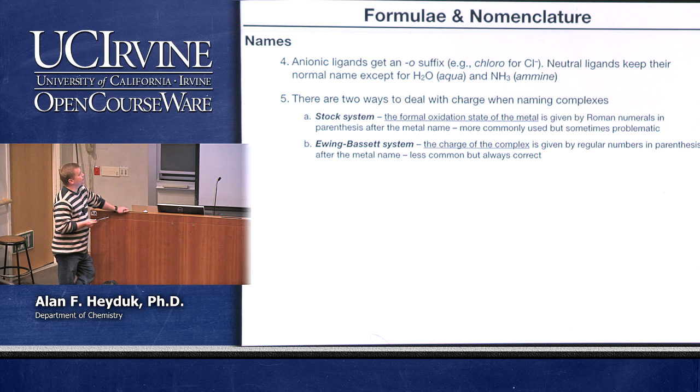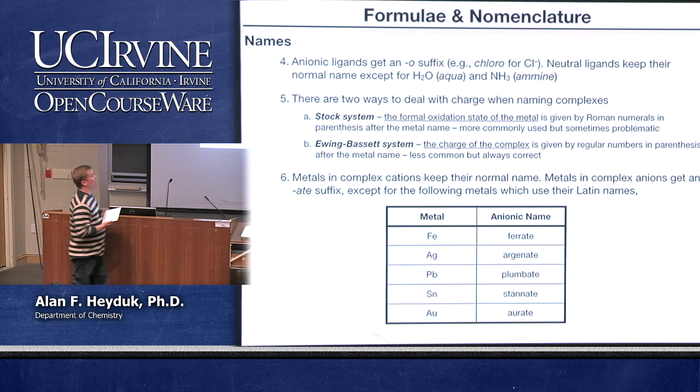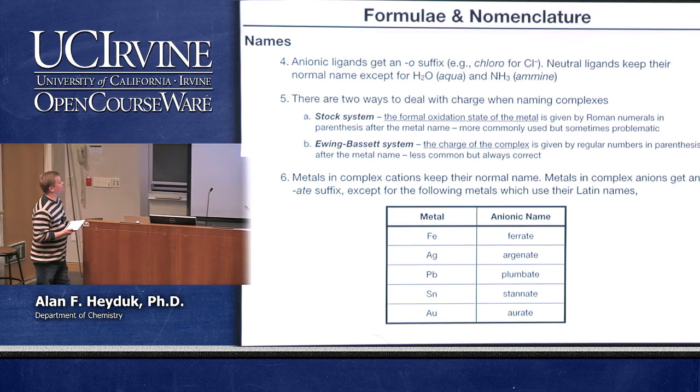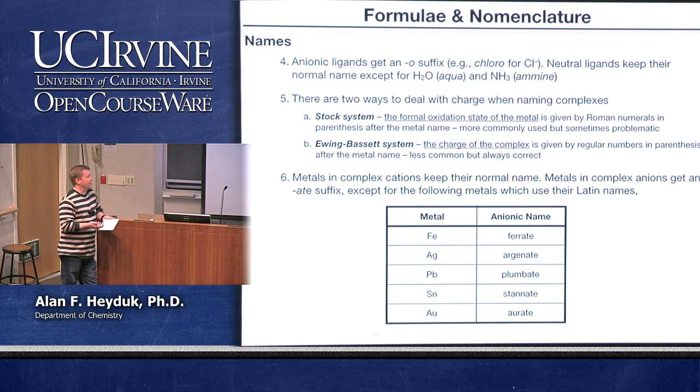We'll see some of the problems that come up. The other is the Ewens-Bassett system. In the Ewens-Bassett system, you give the charge of the complex. Okay, it's given by a regular number in parentheses after the metal name. It's less common, but it's always correct. Okay. We will see examples, so we're going to go through a whole ton of examples on the next couple of slides. So metals and complex cations keep their normal name.